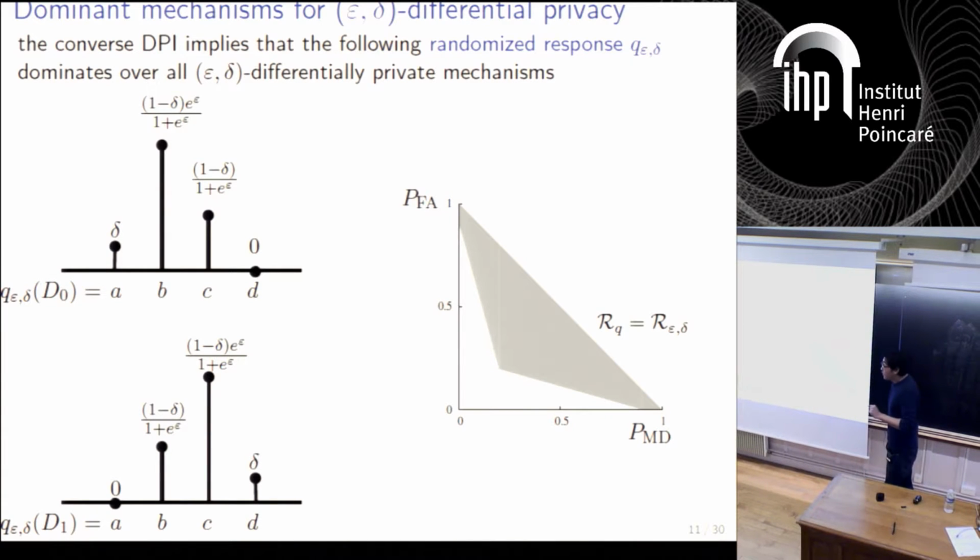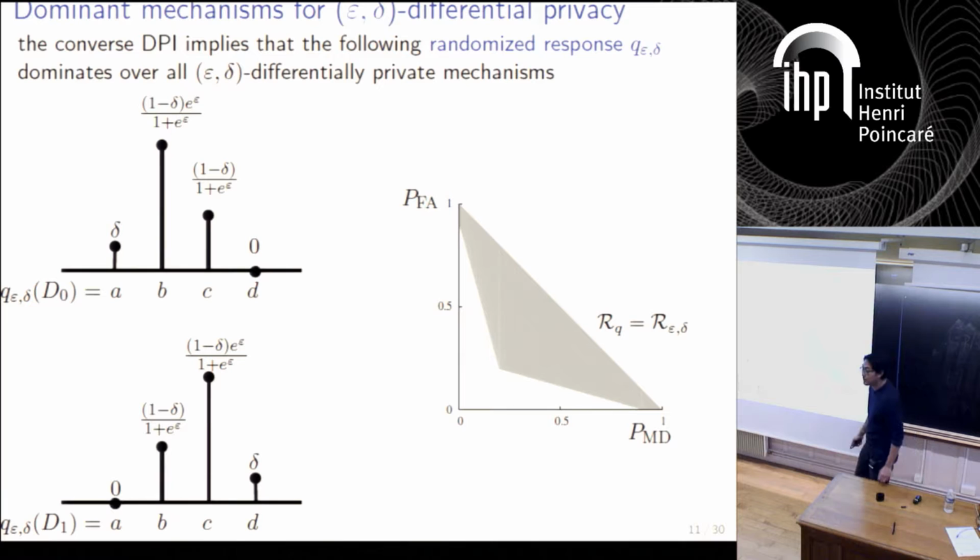And the reason it achieves exactly this pentagon that I said is our epsilon delta region. So what it means now that we know the converse to the data processing inequality is that any epsilon delta differential privacy mechanism operating on these two databases should be inside by definition and can be simulated from the output of this particular one. And that's why I call it the dominant strategy or dominant mechanism. And this is going to play a crucial role in proving important results.